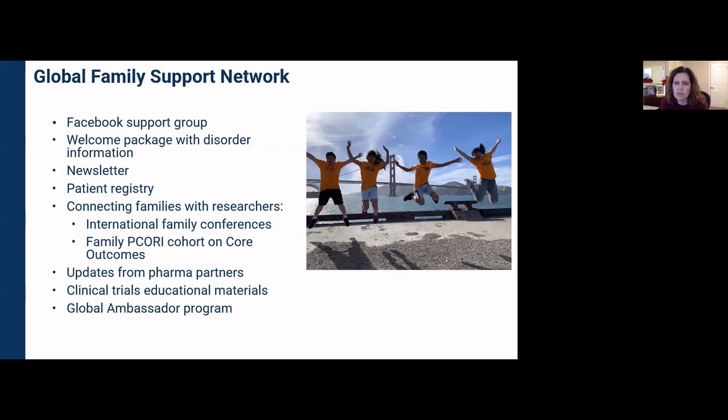We also support families by having an online support group. We send them a welcome package with information to help communicate with their teachers and their friends and neighbors about what this new diagnosis is they have. We have a newsletter that goes out to keep them up to date. We connect them with the pharmaceutical companies that want to give updates and are recruiting for clinical trials. We educate them on the clinical trial process. And we have a global ambassador program to connect different people and find ways to be able to advocate in countries around the world.